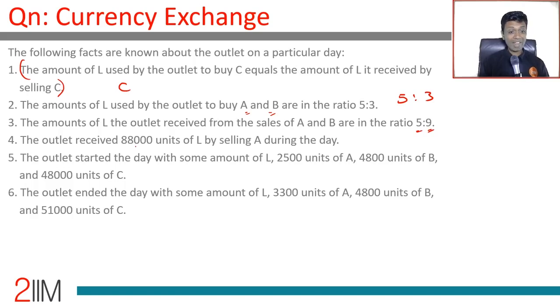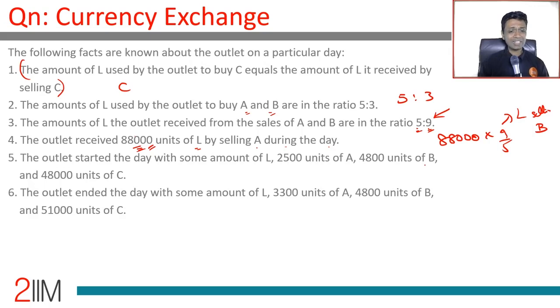The outlet received 88,000 units of L by selling A during the day. Received 88,000 units. That is the ratio of 5:9. So by selling A, we know how many units of L they got. By selling B, we can find the number of units of L they get. 5:9. So 88,000 into 9 by 5 is the number of units of L they get by selling B.